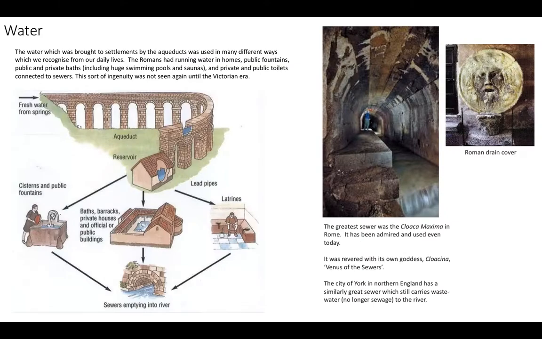A little bit more on water. The water which was brought to settlements by the aqueducts was used in many different ways, which we recognise from our daily lives. Romans had running water in homes, public fountains, public and private baths, and private and public toilets connected to sewers. This sort of ingenuity was not seen again until the Victorian era. So pause the video there just to finish off your writing on water.